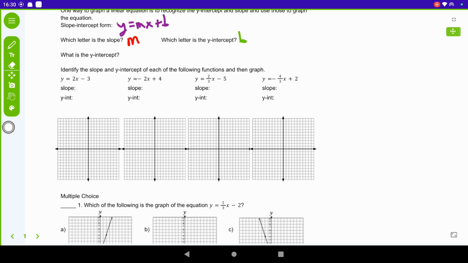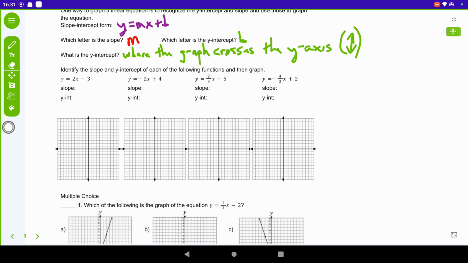When we think about a graph, what is the y-intercept? And that is the place where the graph crosses the y-axis. And again, the y-axis is the one that goes up and down.